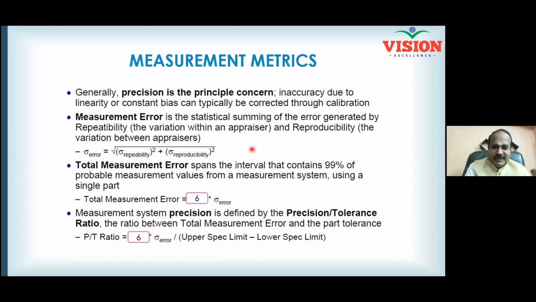So sigma of repeatability is there, sigma of reproducibility is there. You have to combine both the errors. If you combine both the errors, then you get the sigma of the error. Sigma of the error means it takes into account repeatability, it takes into account reproducibility. When you are adding sigma, you can't add just like that. When it is 2 and 3, what is 2 plus 3? 5. But standard deviation, you should not add like that.